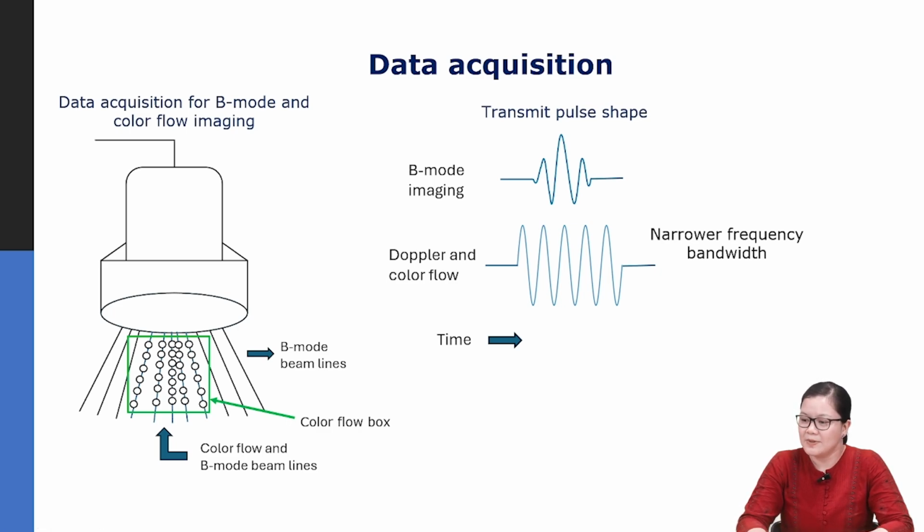Looking at what the transmit pulse shapes are and how they're different between B mode and Doppler: in B mode, you would recall that the pulse is typically 2 or 3 cycles. It might look something like this. In color Doppler, you can see that the number of cycles is much more, typically on the order of 5 to 10 cycles. The longer the pulse, the narrower the bandwidth of the signal. So the Doppler and color flow pulse signals typically have a narrower frequency bandwidth, and this is useful to have good resolution in your color flow Doppler images.